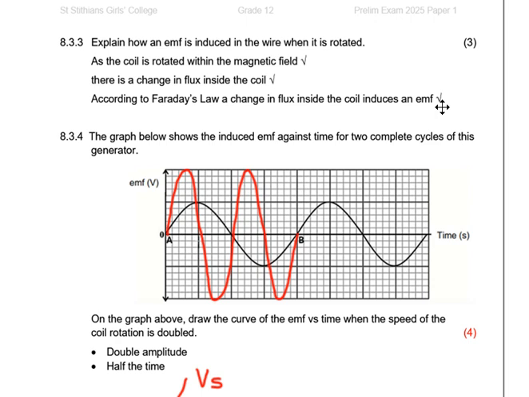Just think about it in a normal electricity circuit. You need the cells to power the circuit. Those cells give a potential difference. And so it's the same here. We get the induced EMF first, and then we get the induced current.